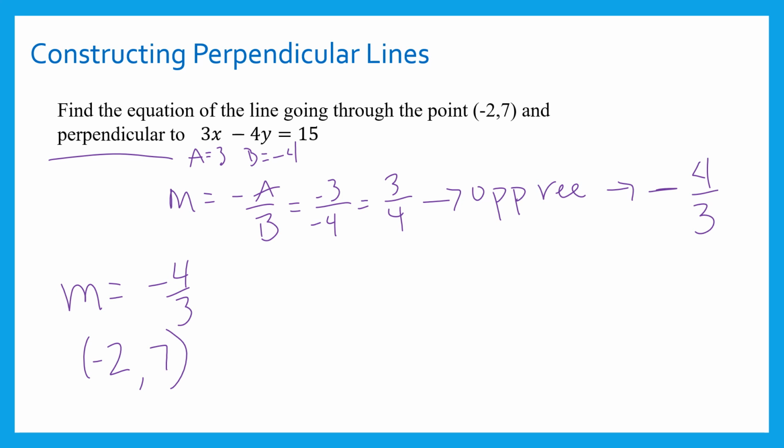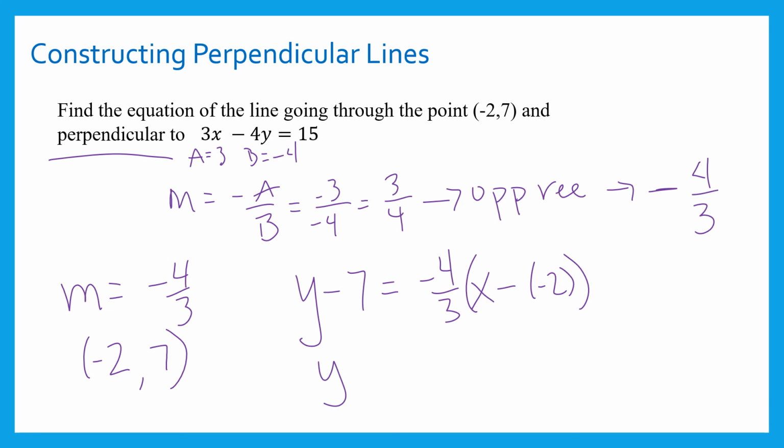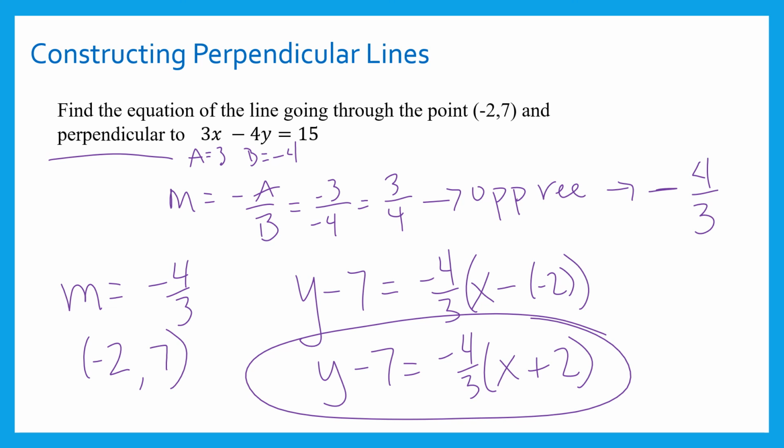I'm going to write that in point slope form. So y minus 7 equals -4/3 times x minus -2. And I do need to simplify that. So y minus 7 equals -4/3 times x plus 2 would be my equation of my line.